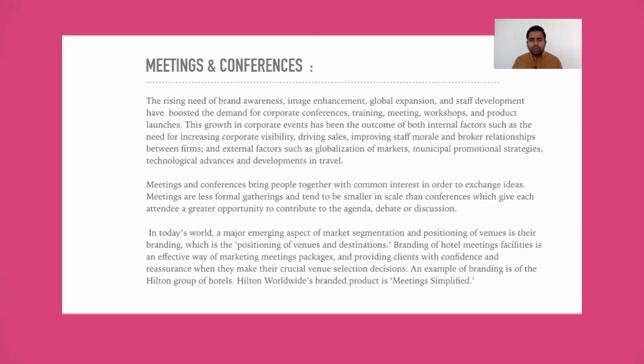That's how meetings and conferences bring people together with a common interest in order to exchange ideas, or it could be a less formal gathering, or it could be of any scale. Meetings are of a smaller scale, like 30, 40, 50, or maximum 100, but conferences do not have any fixed scale. However, they don't go exorbitant, like you can't have a conference for 10,000 or 30,000 people. It can happen for a few hundreds or a few thousands only.